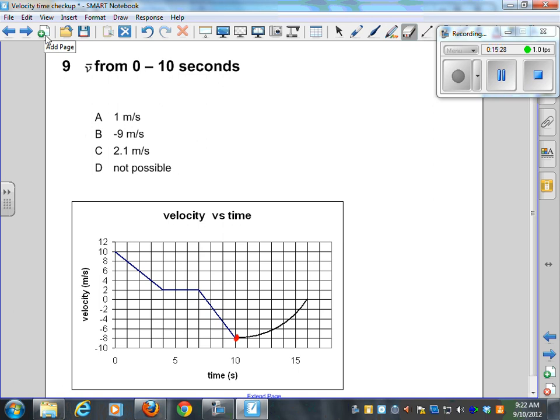V-bar from, last one, 0 to 10 seconds. Oh, and that's exactly what I'm talking about here, right? You can't just go average of 10 and minus 8. You can't do that. What do I have to do? I got to find that displacement, which I think we've already calculated, haven't we? Was it 21, am I right? 21. 21 was the total displacement all the way down to there. Divide by 10 is going to give us 2.1. C. 2.1.